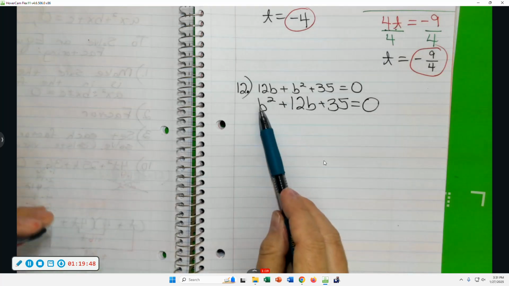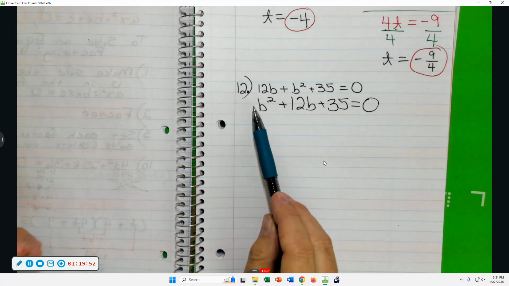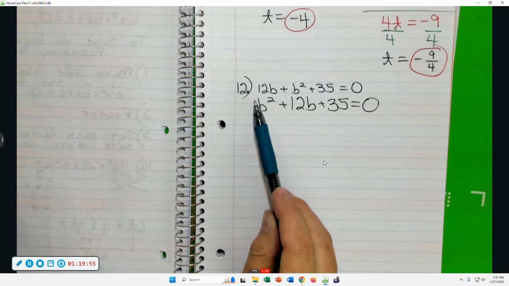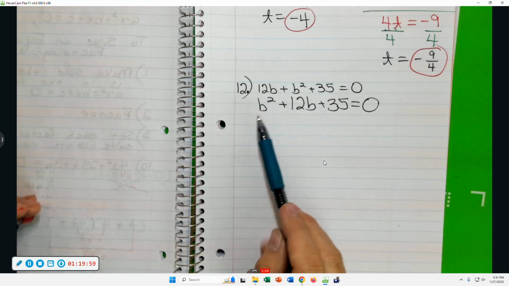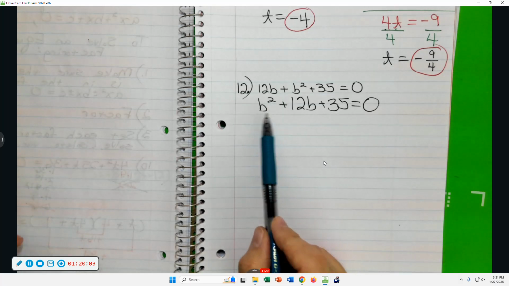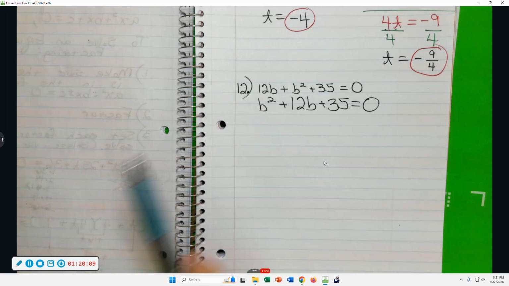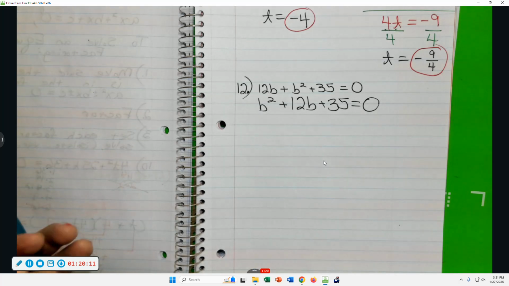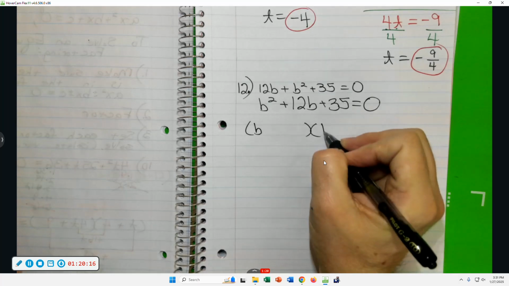This type of trinomial where the leading coefficient is 1 is called a simple trinomial. It's simple because it's simple to get it factored. That's why they call it a simple trinomial, if it's factorable. For B squared, that's a 1. Well, what times what's going to give you 1? The only possibility is 1 times 1. We're going to have a 1B times 1B.